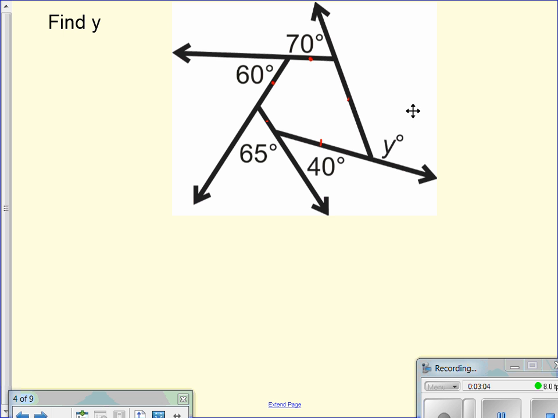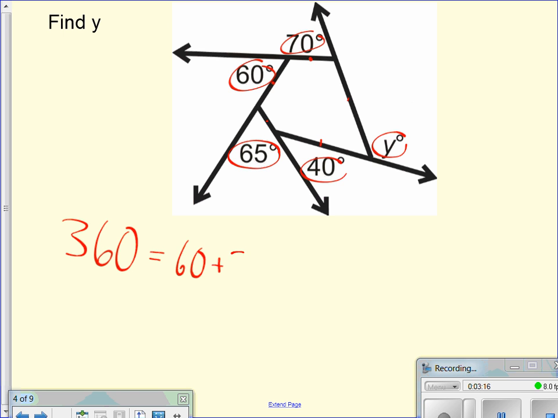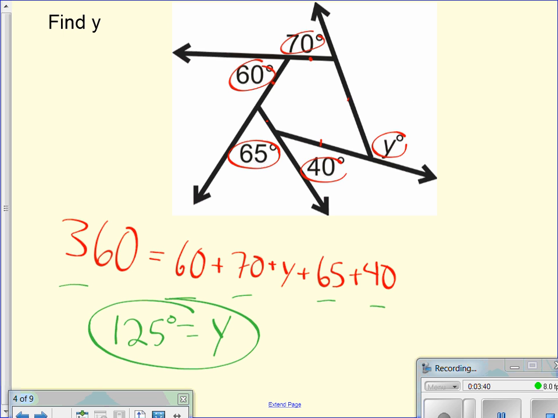So I know that 360 is going to be equal to the sum of this and this and this and this and this. Okay? So 60 plus 70 plus y plus 65 plus 40. So I got all those angles in there. Do the same thing. Subtract 40, subtract 65, subtract 70, subtract 60, subtract them all over there. You'll be left with y on its own on the right is equal to 125 degrees. You can always go back and check your answers by plugging it in, seeing if it actually adds to 360 or whatever it's supposed to add to.